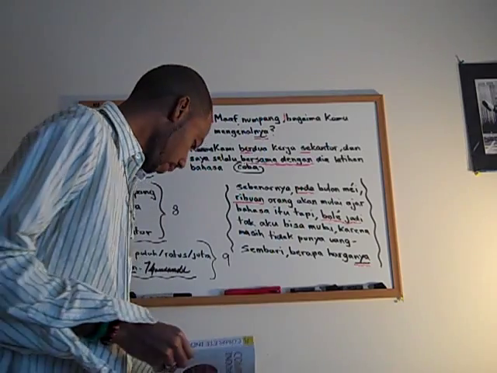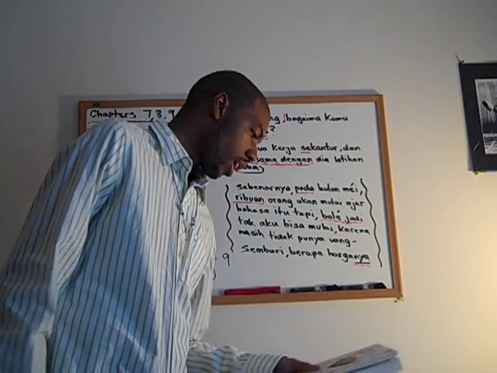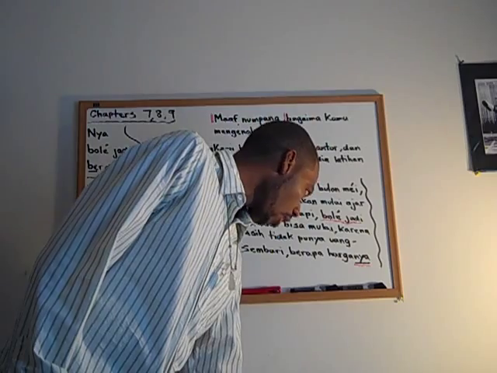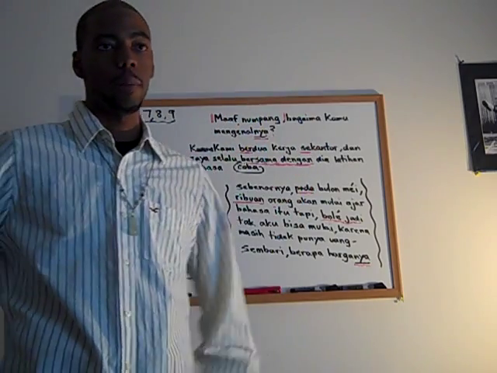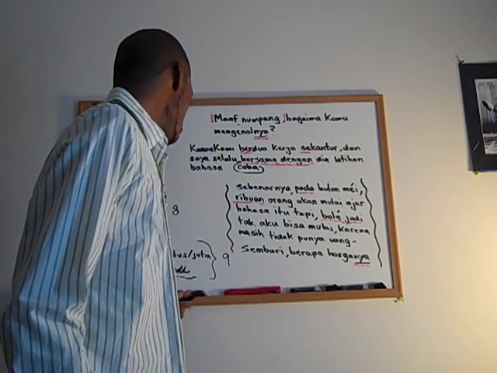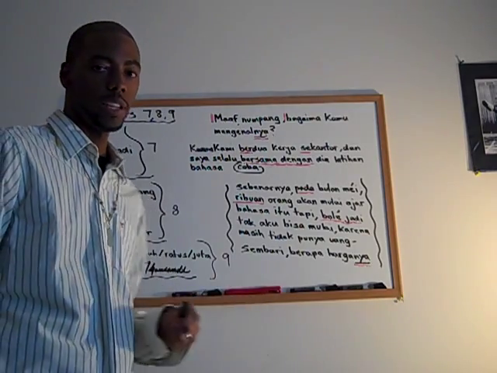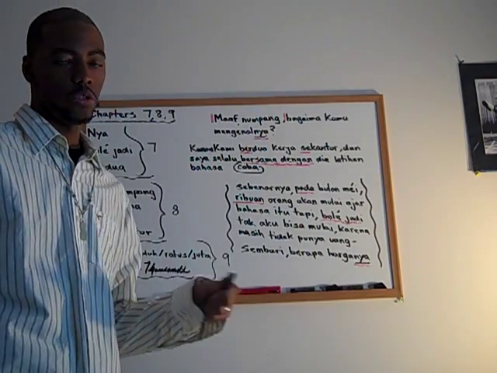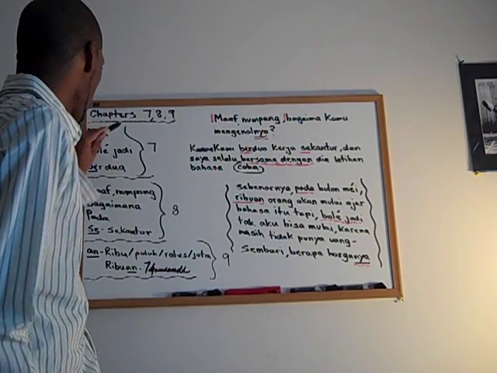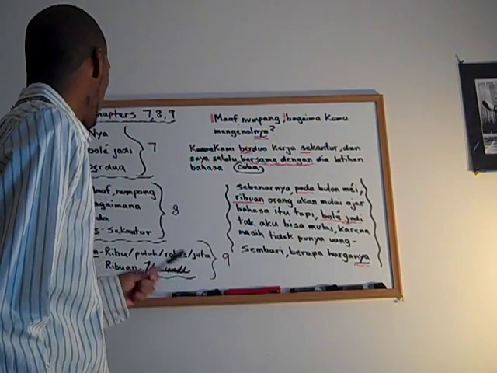Now, the first thing you need to do, after you get the book, is combine chapters. I always talk about combining chapters, and what I mean by that is combining the constructions, the grammar. You want to see what type of grammar is being introduced in each chapter, so you can practice them. For example, I've taken chapters 7, 8, and 9 out of the Complete Indonesian.